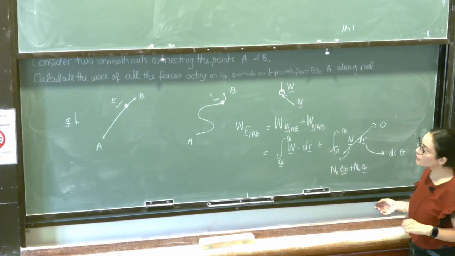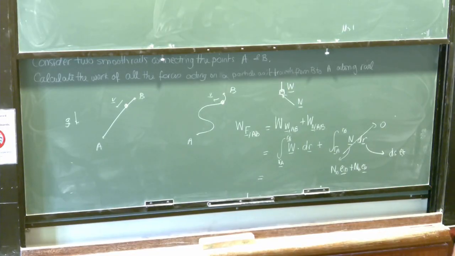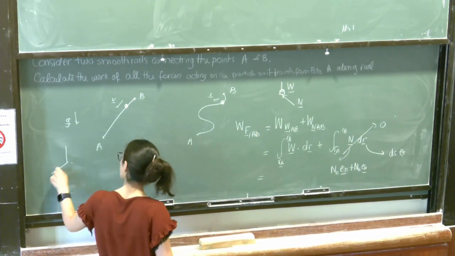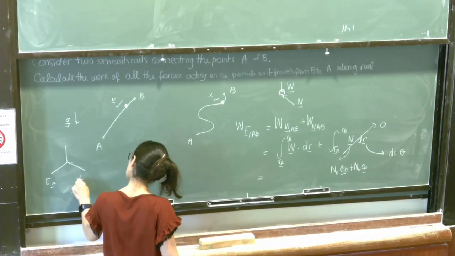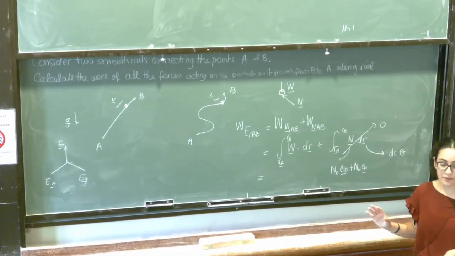Okay. Now for the work of the weight, it's a different story. Well, the weight is a force, how can I evaluate this integral? Any ideas? Any ideas on how to evaluate this integral to determine the work of the weight? Right, so the weight is minus mg Ez. So is that force going to change throughout the path of the particle, throughout the motion of the particle? No, right.